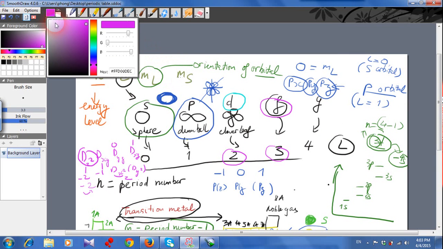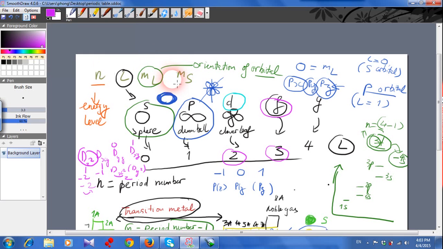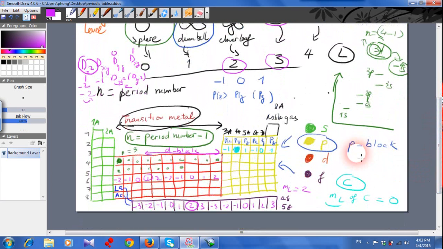And finally, we talk about MS. For MS, we have two values: positive 1/2 and -1/2.